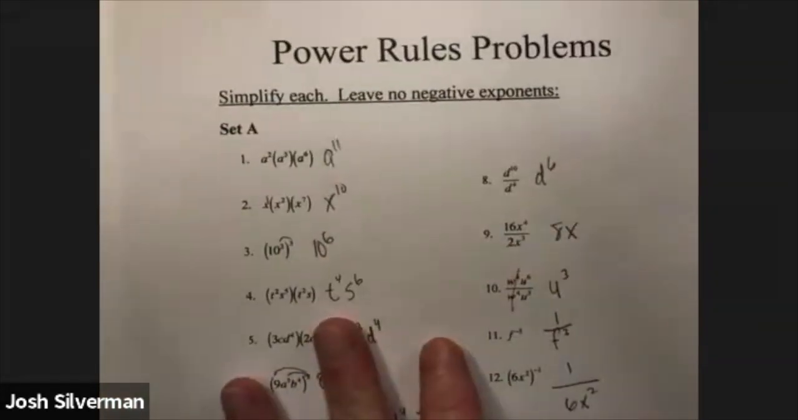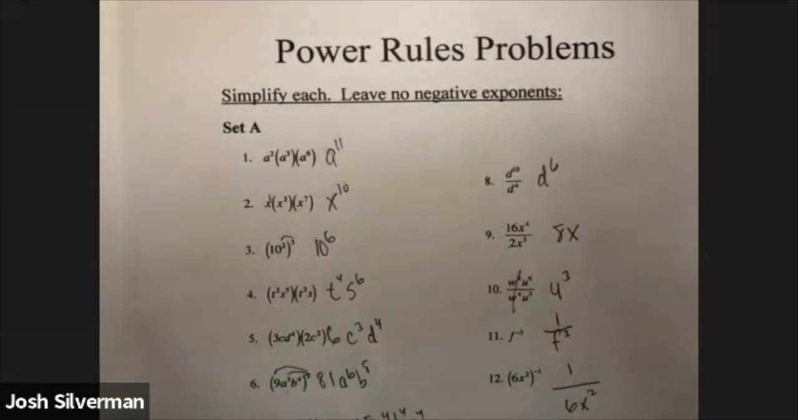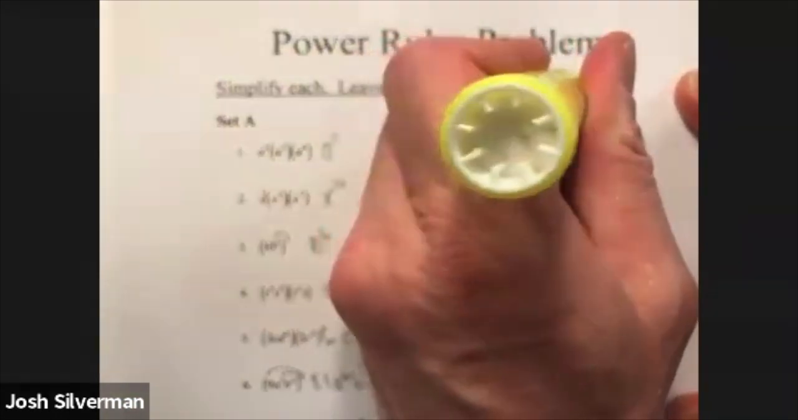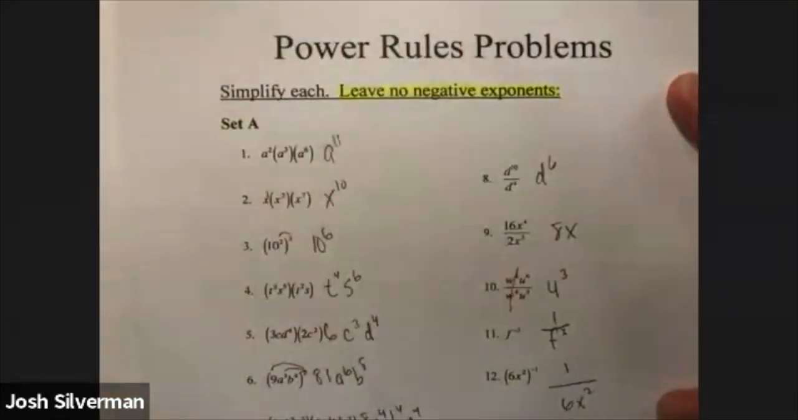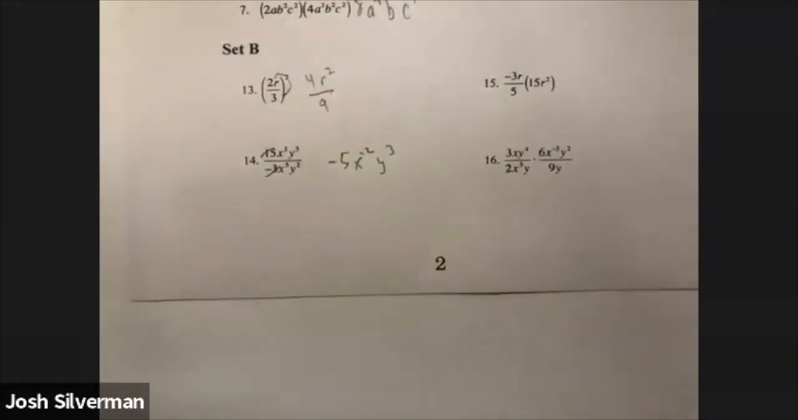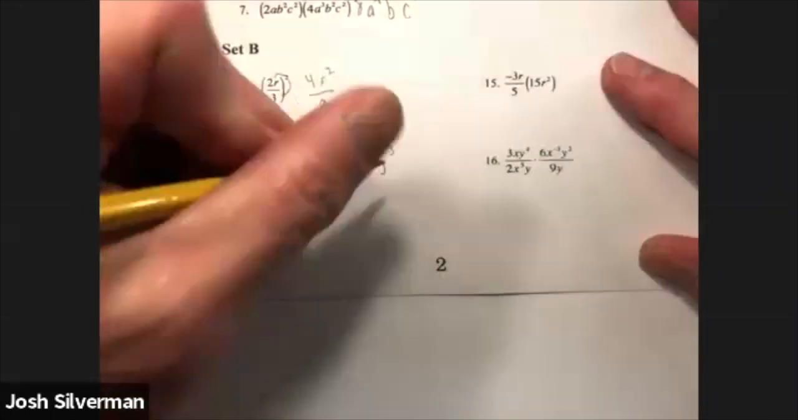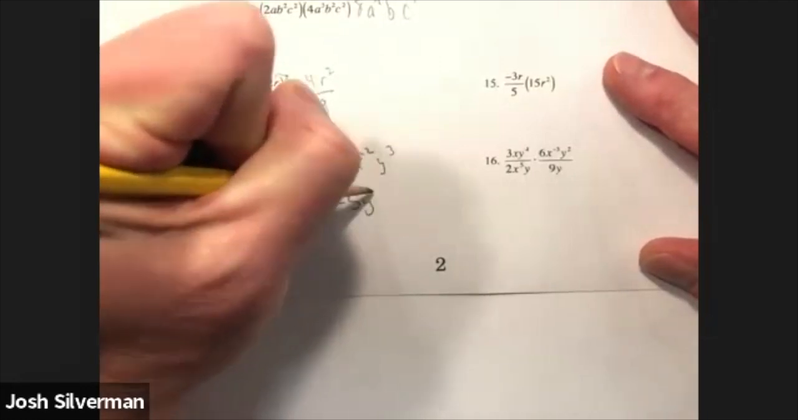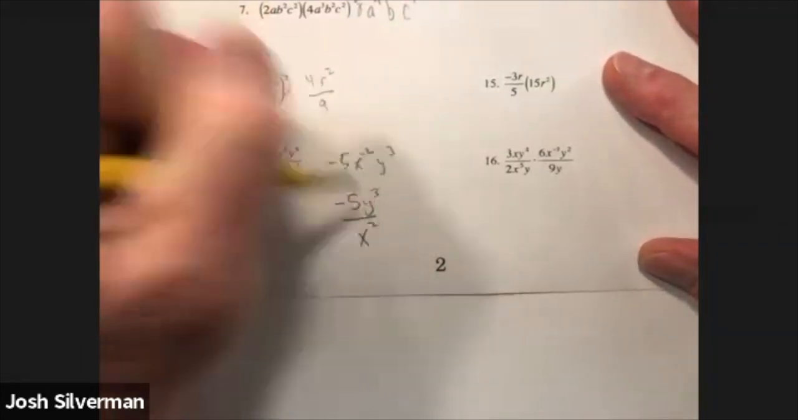Now, if you'll notice the directions that I put at the top of the page, it's going to be very similar to the directions you'll see on a typical math assignment. No negative exponents. So when you are left with a negative exponent, we are going to flip it down to the bottom, make it into a positive exponent, and we are done.